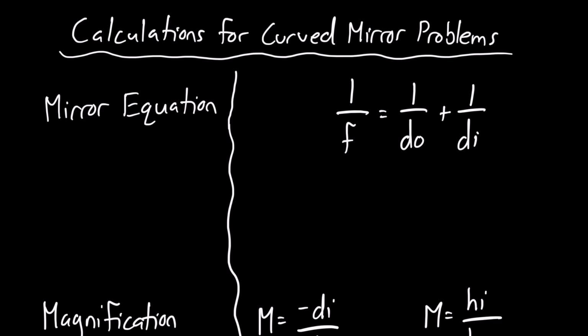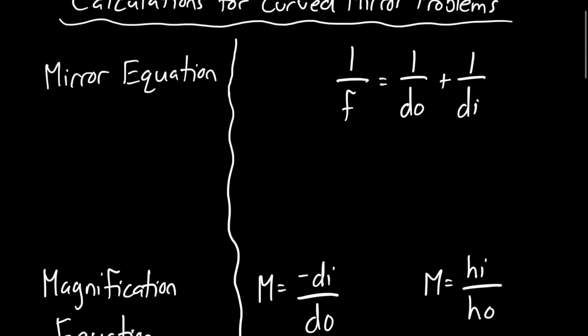We'll be discussing calculations for curved mirror problems. So this relates to the ray diagrams that we have done in the past, but this time we can actually calculate where the object will be in comparison to the mirror, where the image will be, how tall the object is, or maybe how tall the image is. There are a few different formulas that we can use to figure out the distance or the height of either the object or the image. We can also figure out the focal length of the mirror.